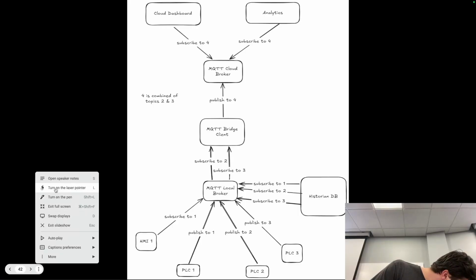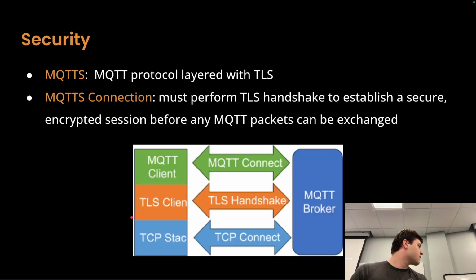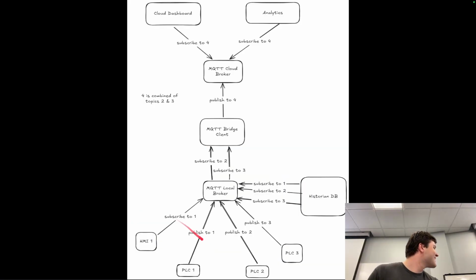Okay, as you can see from this diagram, we have our first topic. I didn't label it topic 1, but you have your PLC 1, which is publishing data to topic 1, and your HMI is subscribing to that topic. That topic isn't being subscribed to by the bridge client because no one up here is subscribing to topic 1, so it's only being processed in the local environment, and that data will never be sent out to the cloud.